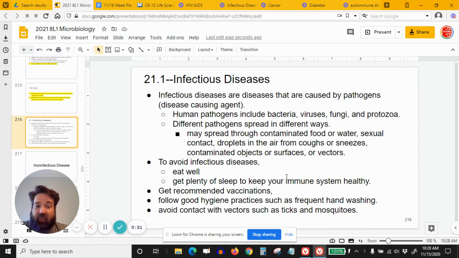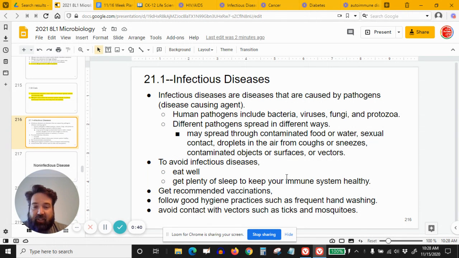Different pathogens spread in different ways. They may spread through contaminated food or water, sexual contact, droplets in the air from coughs or sneezes, like the flu, the cold, COVID, contaminated objects or surfaces, or vectors.